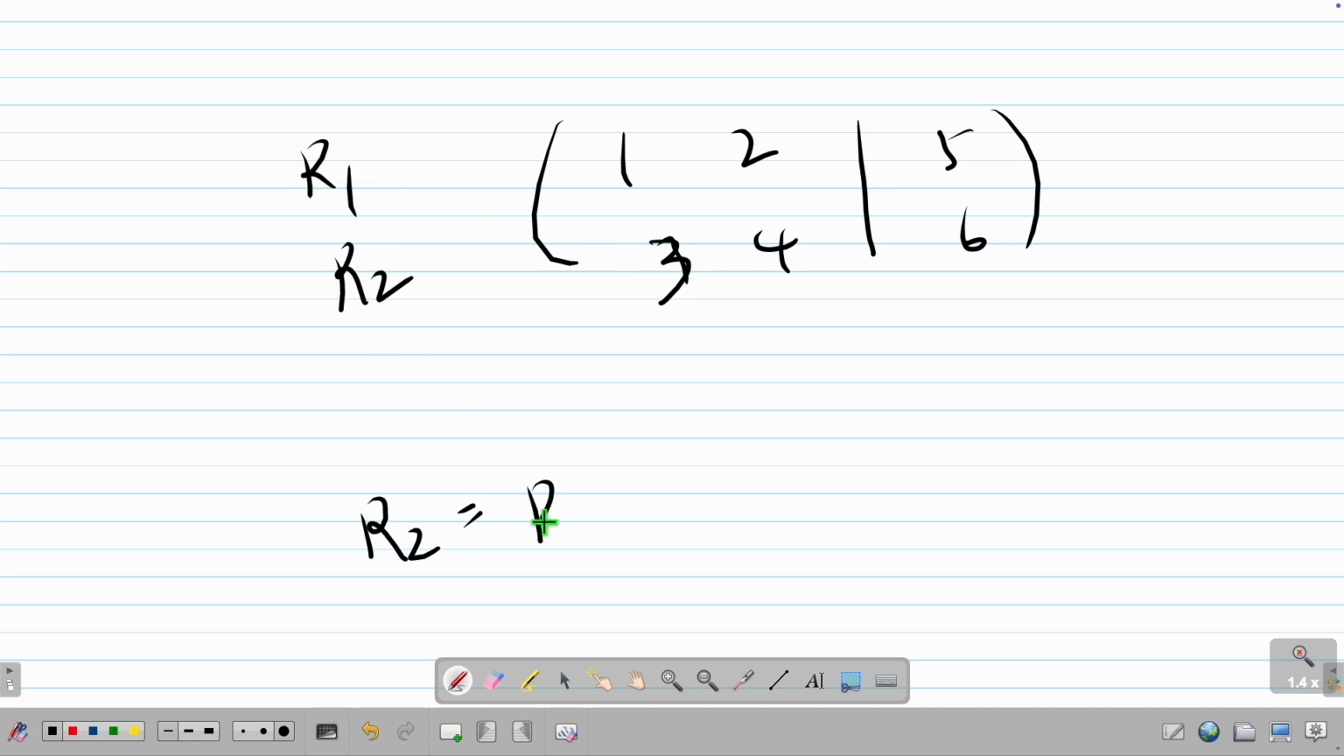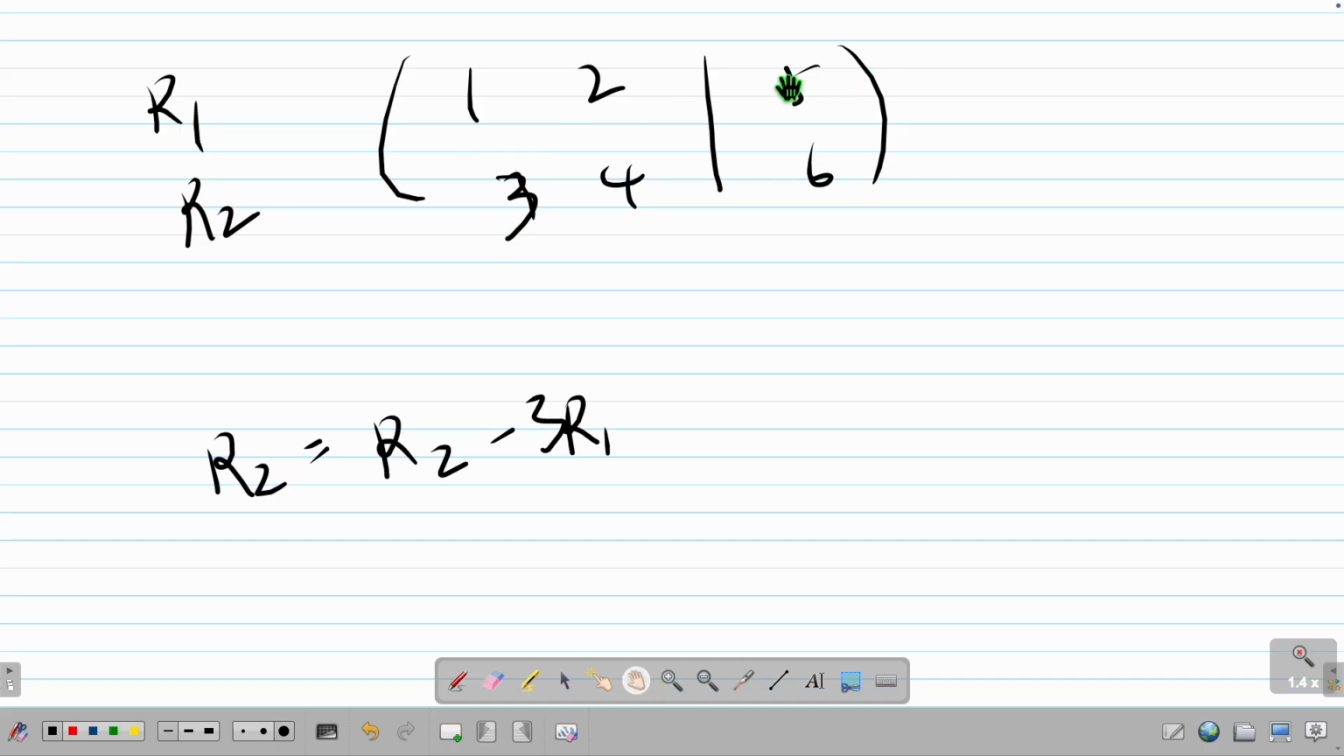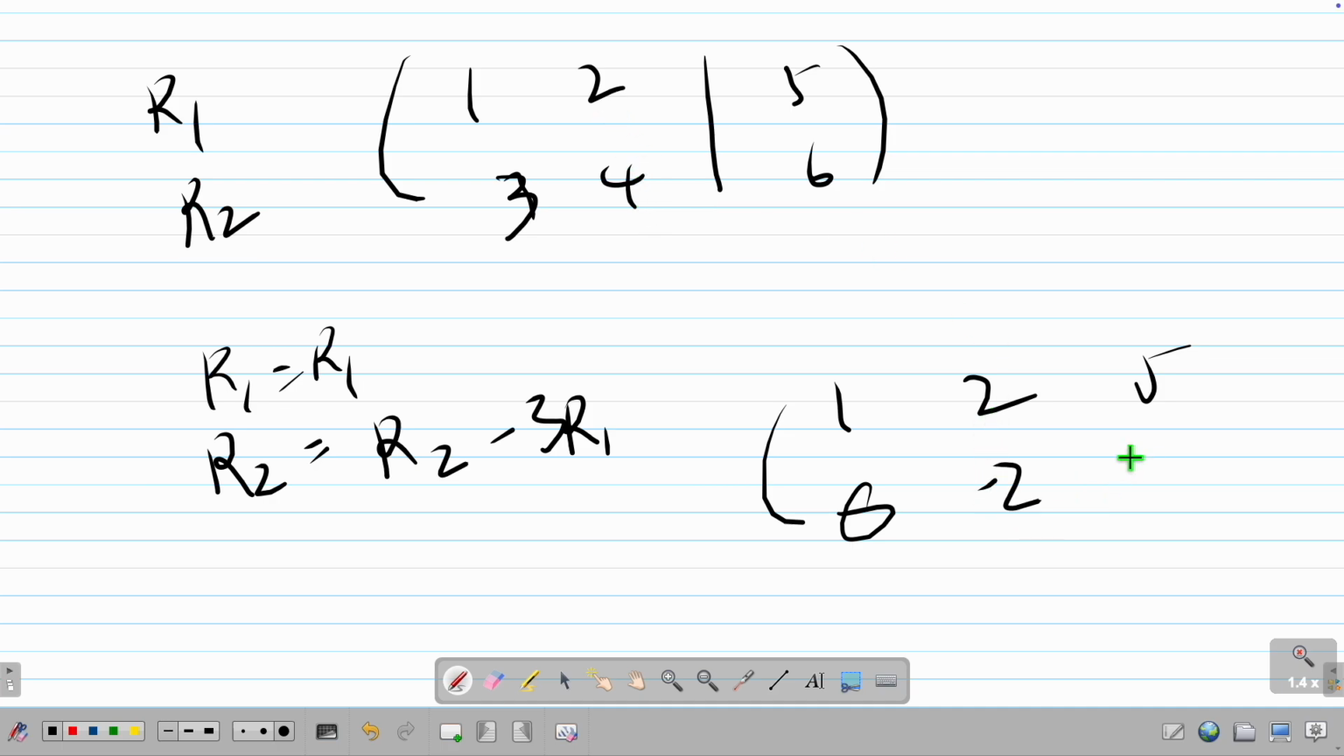Row 2 equal to row 2 minus 3 row 1. Whole row, subtract 3 times this whole row. Then it will give me what? 1, 2, 5, no change. Row 1 is row 1, okay? No change. Row 2 minus 3 times row 1. So 3 minus 3 times this is 0. 4 minus 3 times this is 6, so 4 minus 6, negative 2. 6 minus 3 times this, so 6 minus 15, negative 9. Okay, so this is what I get.